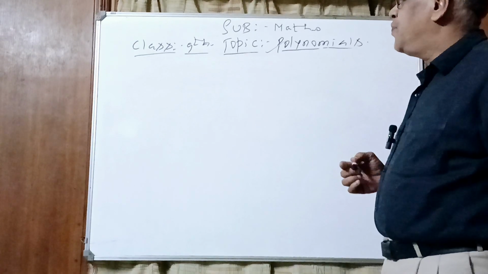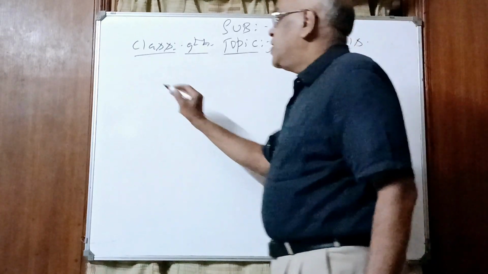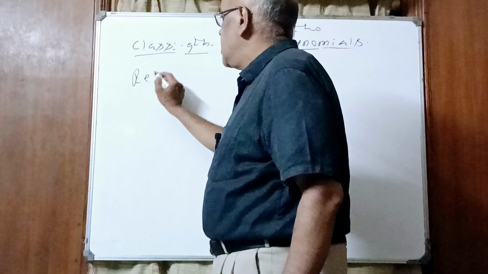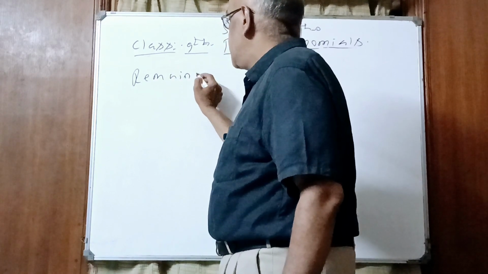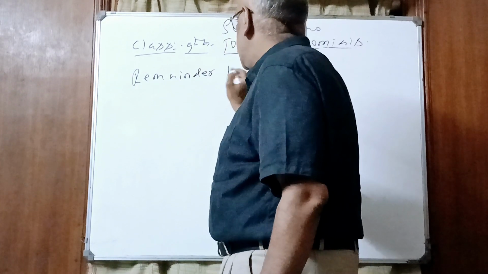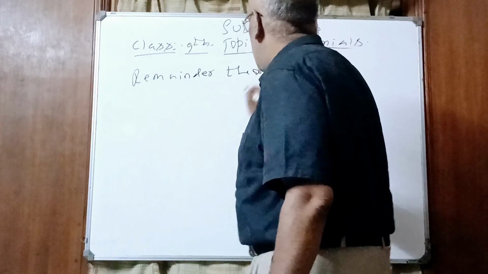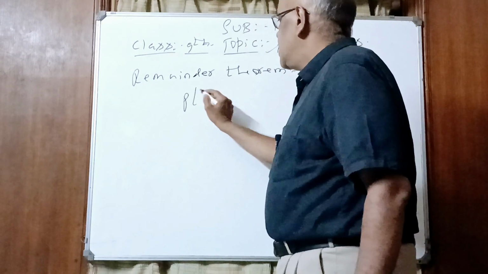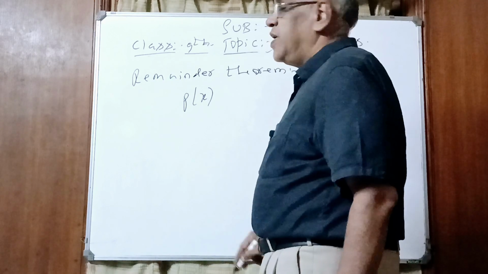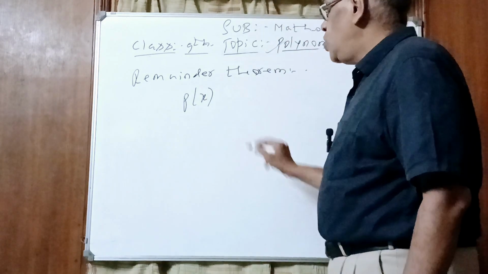Good evening, children. So, till now we studied the remainder theorem, isn't it? What does the remainder theorem state? If p of x is a polynomial of degree greater than or equal to 1. What is p of x? A polynomial of degree n greater than or equal to 1.